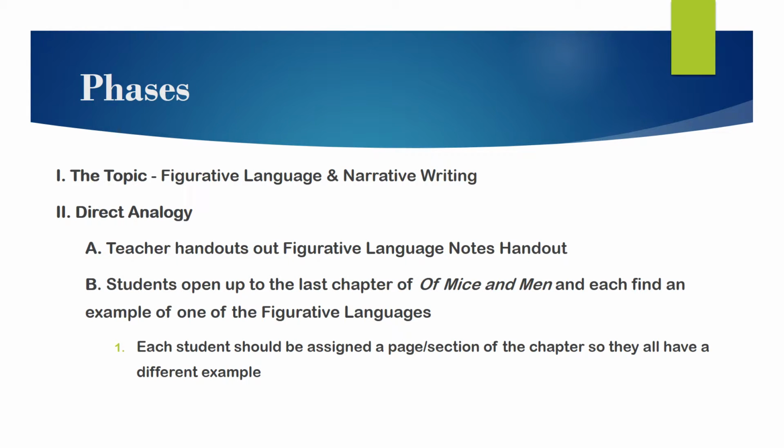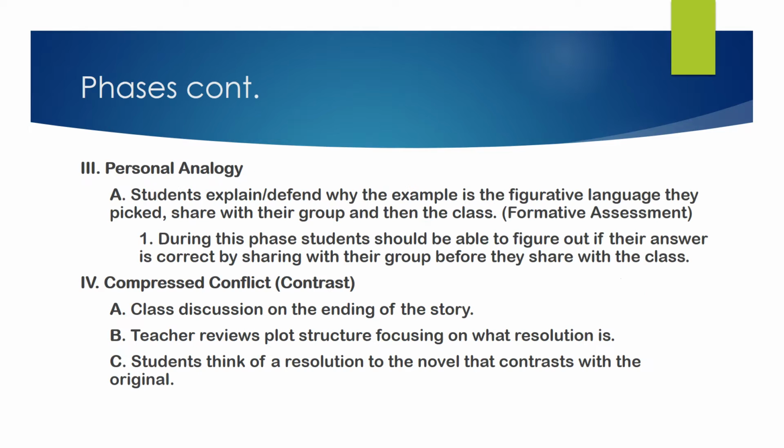Phases. So first we have our topic, figurative language and narrative writing. Next, our direct analogy. So in this part, the teacher hands out figurative language notes, and then the students open up to the last chapter of Of Mice and Men and each find an example of one of the figurative languages. Each student should be assigned a page or selection of the chapters so they all have a different example.